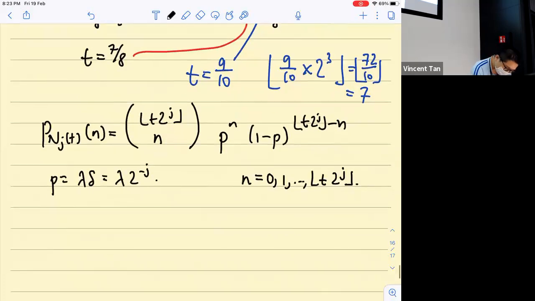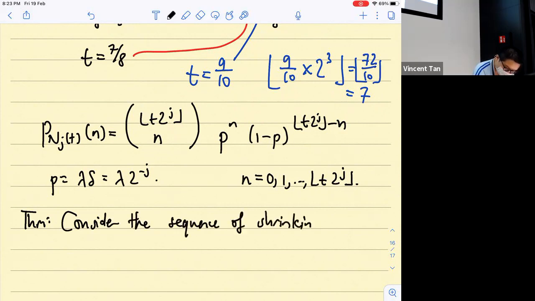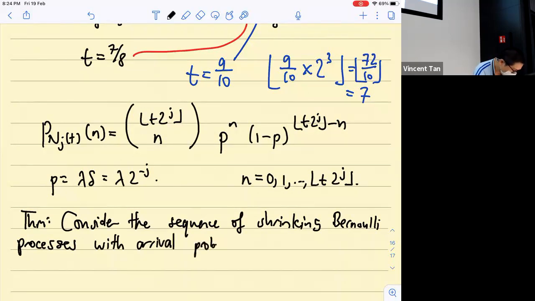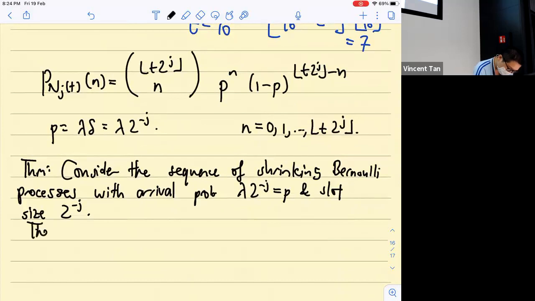Okay, so the theorem is as follows, which is very interesting. Consider the above constructed sequence of shrinking Bernoulli processes with shrinking rate, with arrival probabilities lambda 2 to the minus j equals p, and slot size 2 to the minus j. Then fix t and fix n.